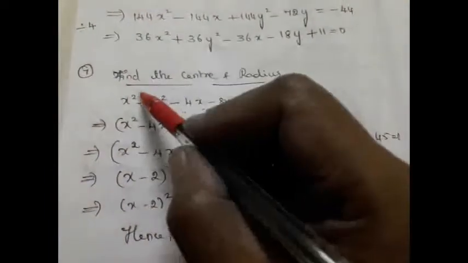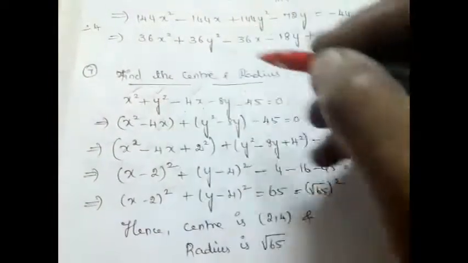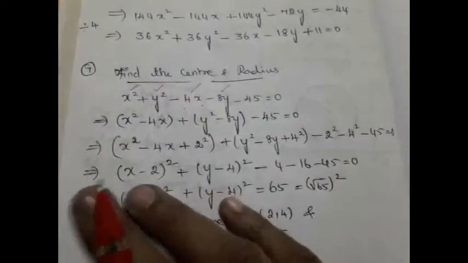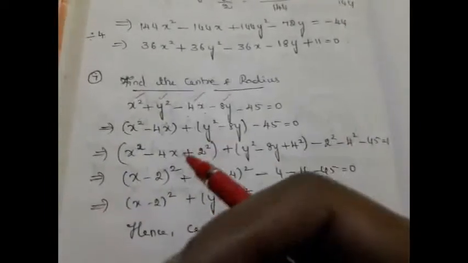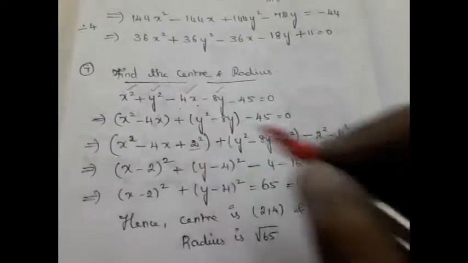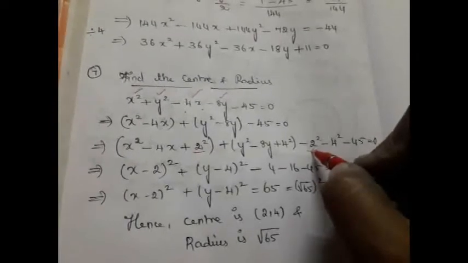So what we should do is first combine all the x terms, right? Combine the x terms: x² - 4x. Then combine the y² terms: y² - 8y. Then the constant term is separated. This is the procedure to rewrite it in the form of a whole square. Now you have to add and subtract the square of half the coefficient of x.